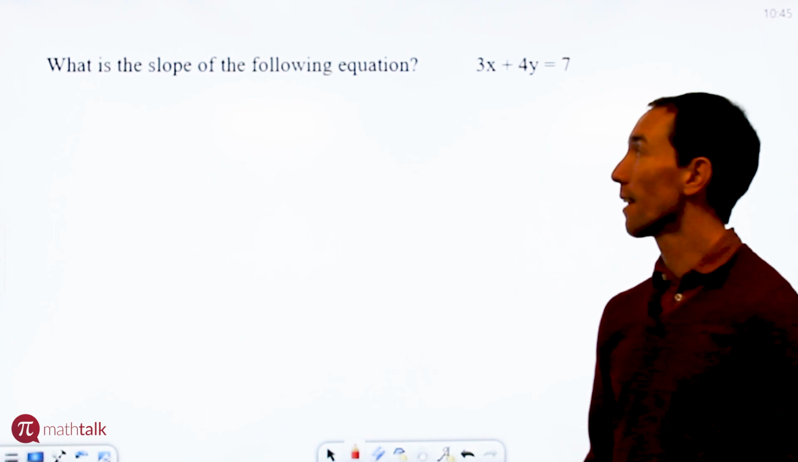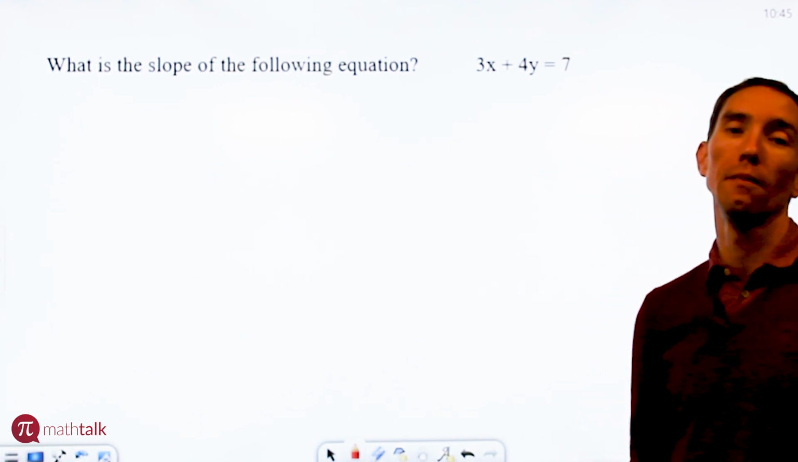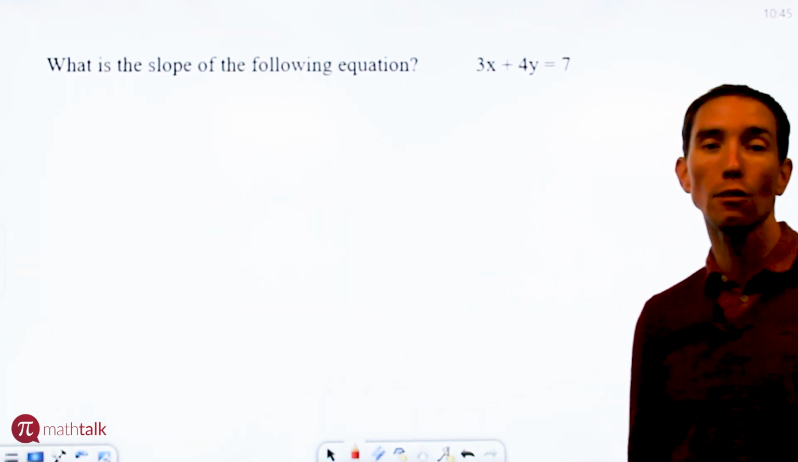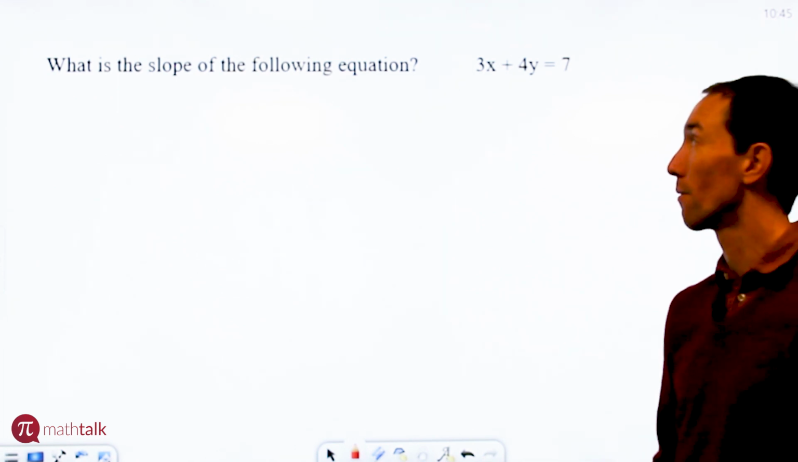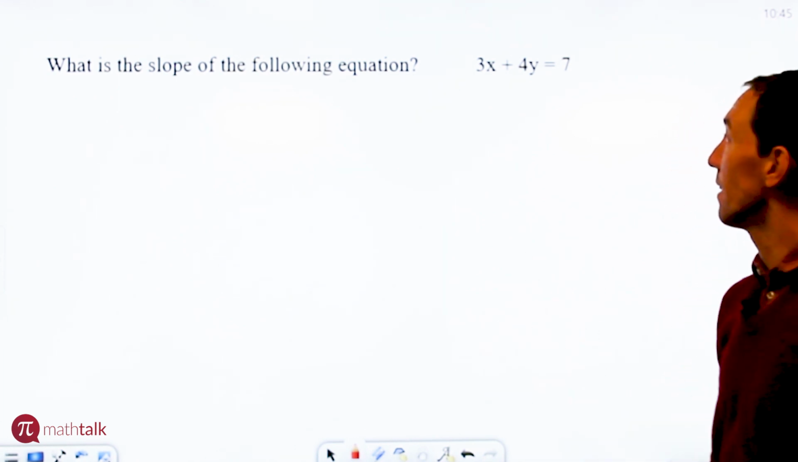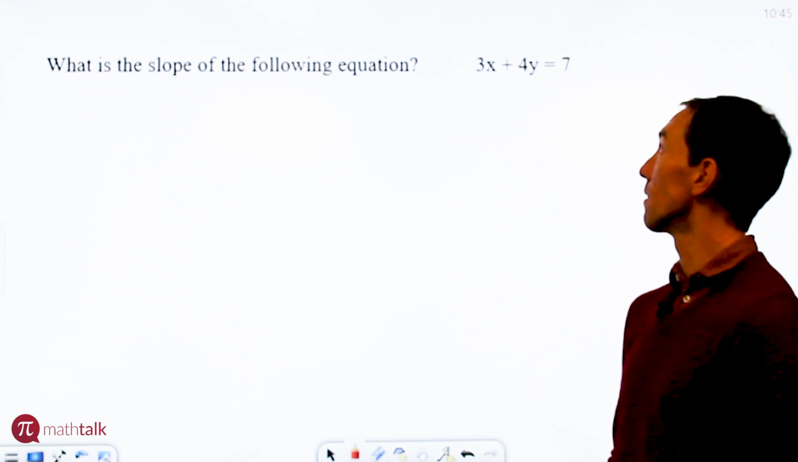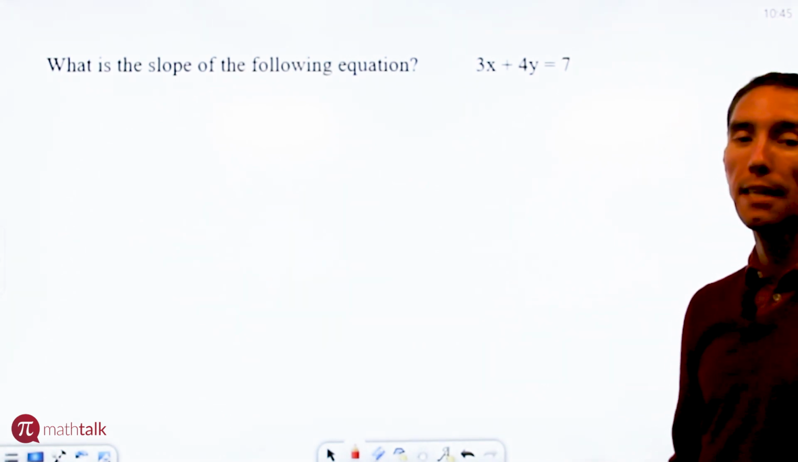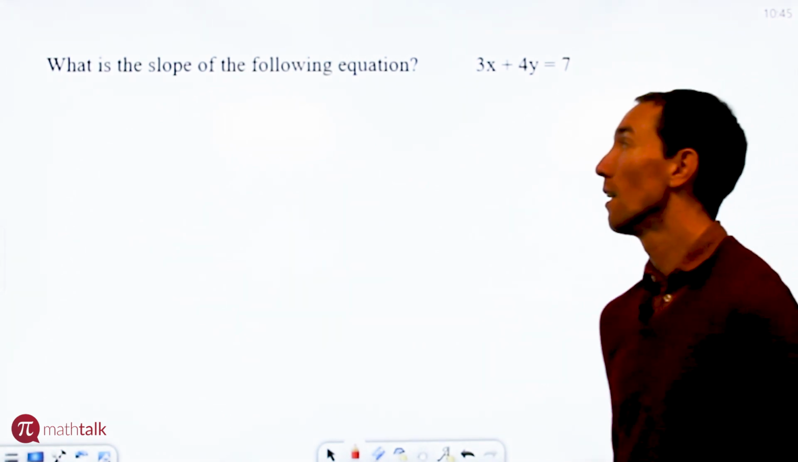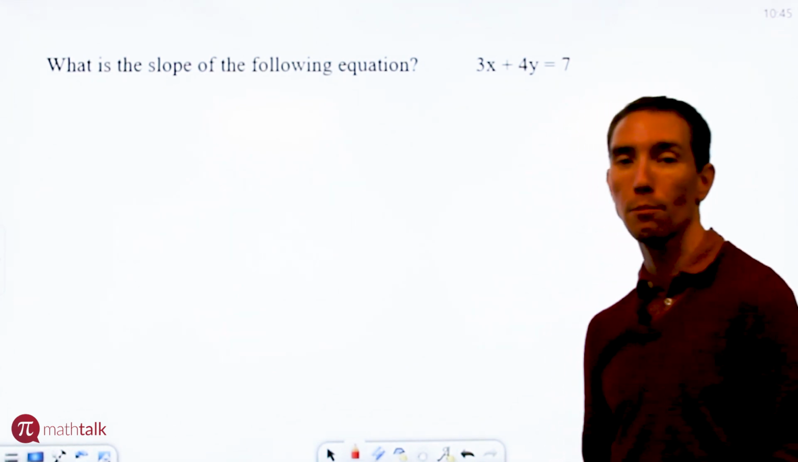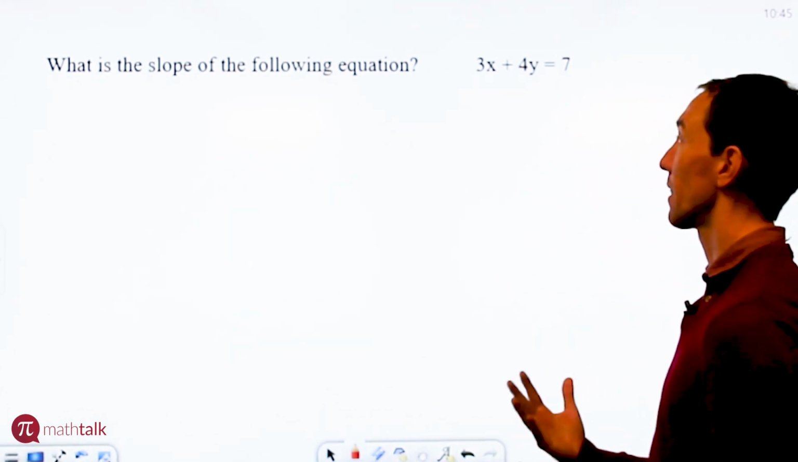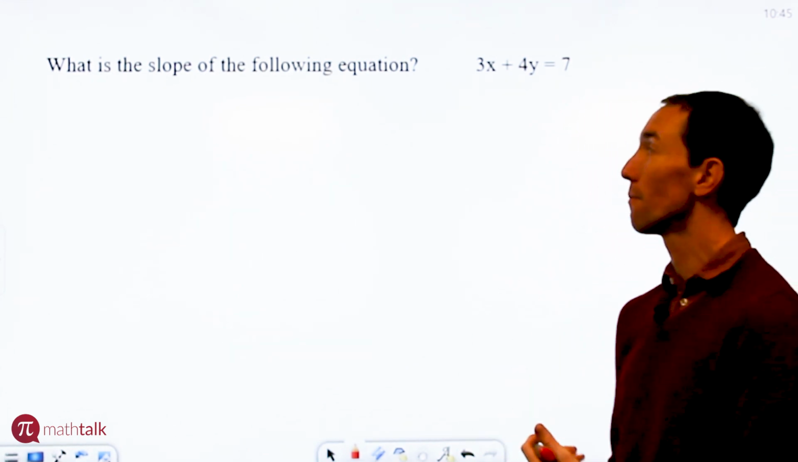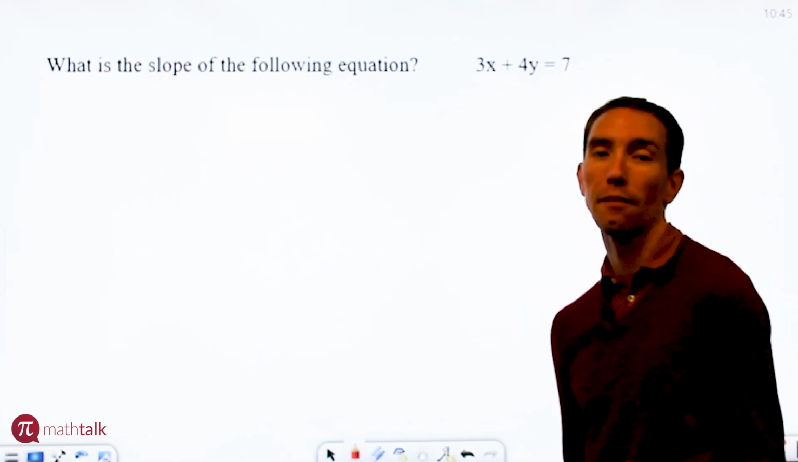I have a problem here that asks for the slope of the following equation. I've got a lot of requests on slopes, so I wanted to go through some problems that cover that. This equation is in what's called standard form, which is ax plus by equals c. Typically, we see equations in slope-intercept form, y equals mx plus b. So I'm actually going to get this equation in slope-intercept form, just because it's easier for me to find the slope.